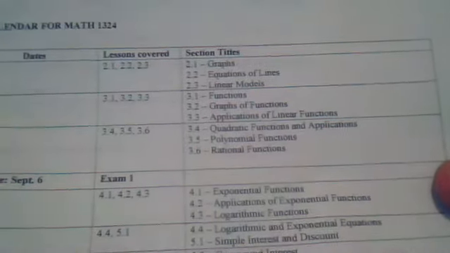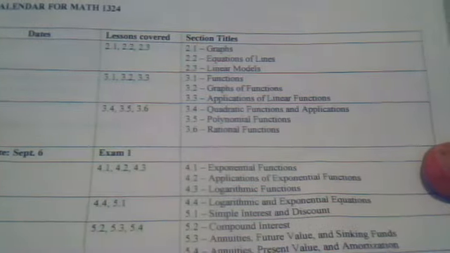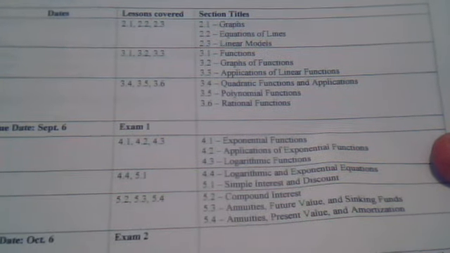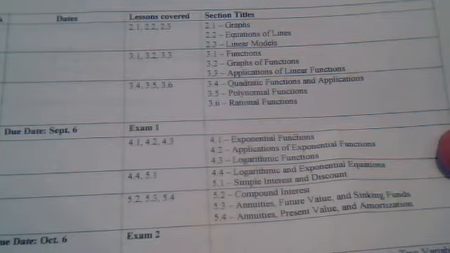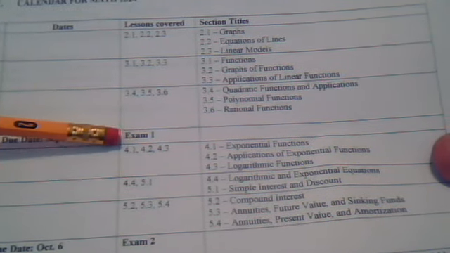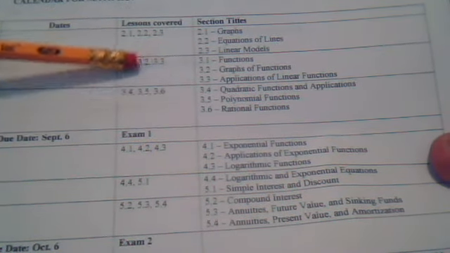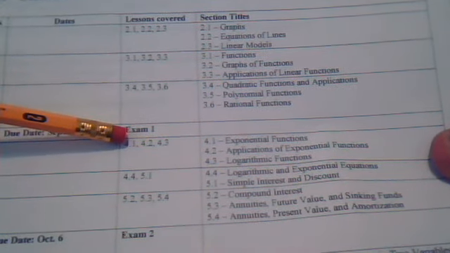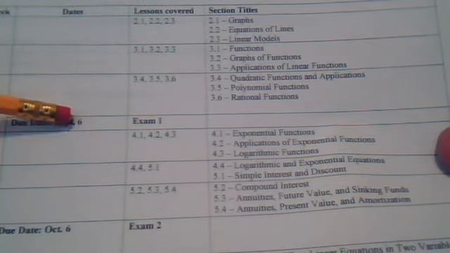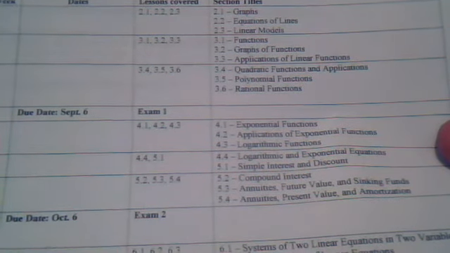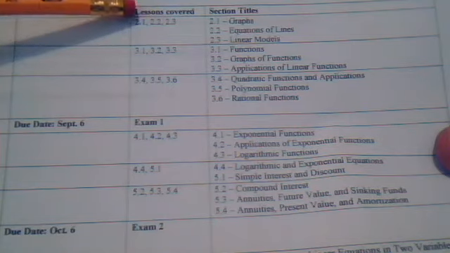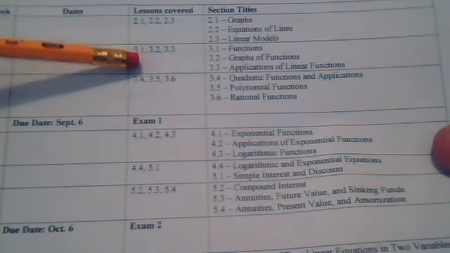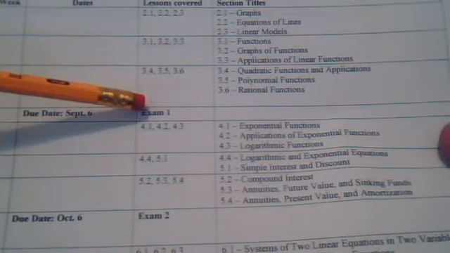And now this is unique for this class. This is 1324, and your calendar page looks like this. Students ask me, well, what's going to be on the exam? Well, look at exam 1. Exam 1 will cover all these sections. That would be exam 1 content. And the due date is September the 6th. All the exams and all the homework are online. So you could pace yourself all the way to September the 6th to get exam 1 done.